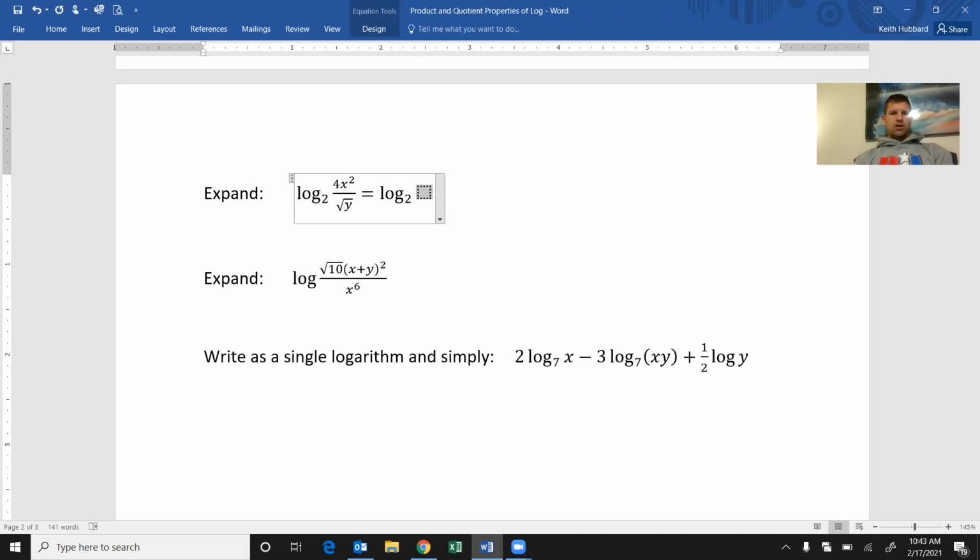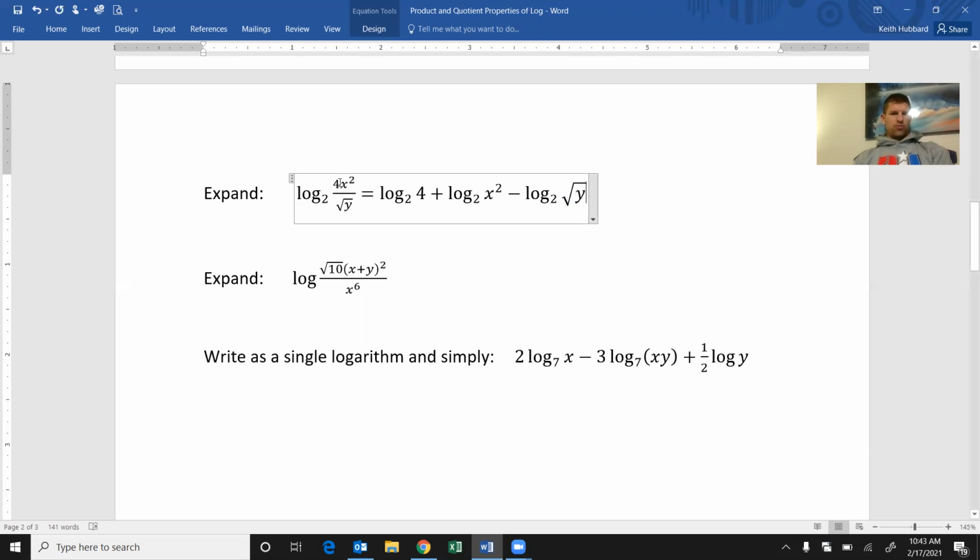So that's log base 2 of 4 plus log base 2 of x squared, okay? And then it's divided by the square root of y. So now I'm going to put minus log base 2 of square root of y. Makes sense? So I've just used the product rule in the numerator and the quotient rule.